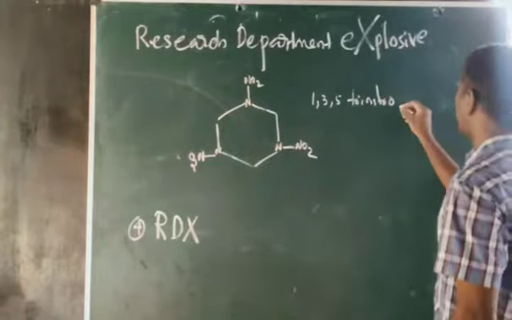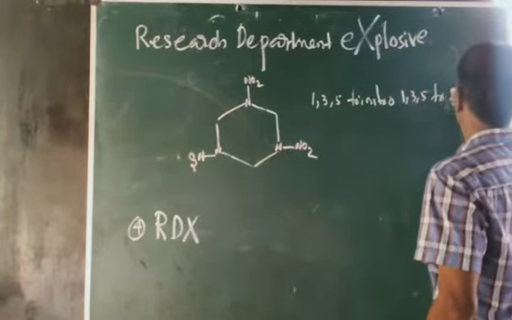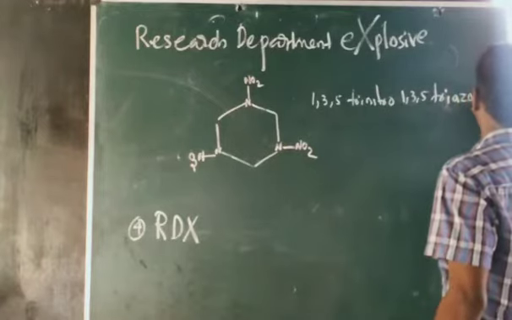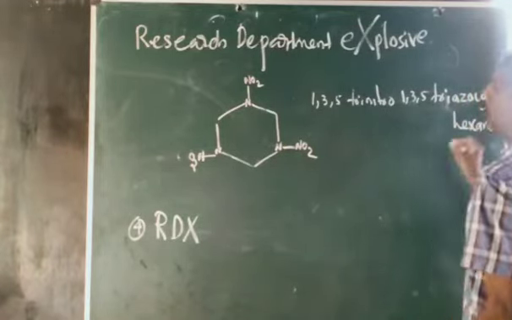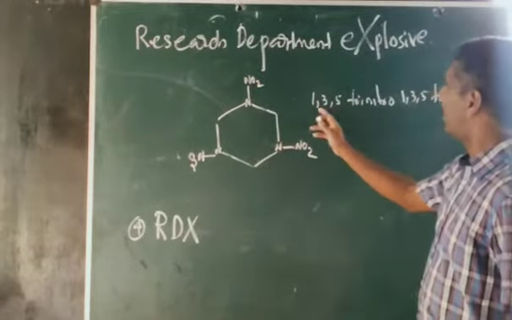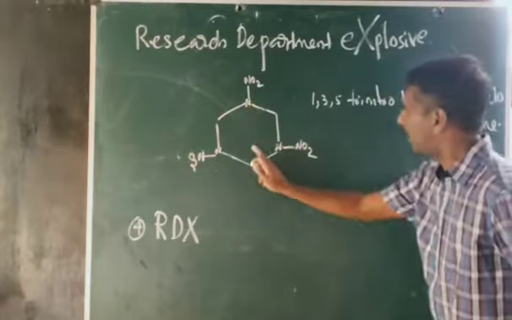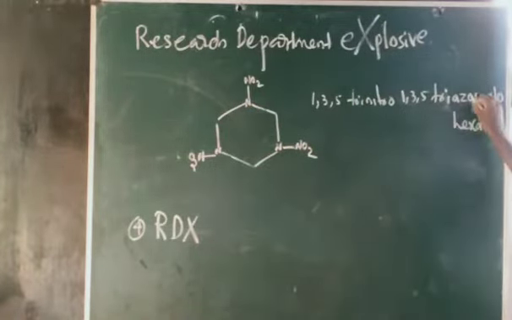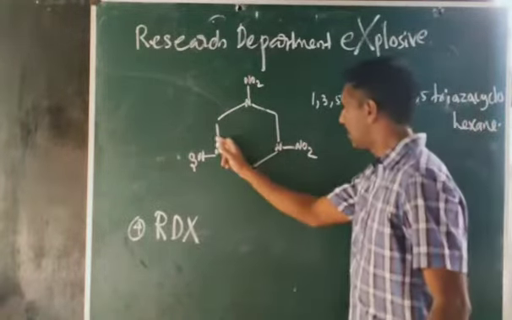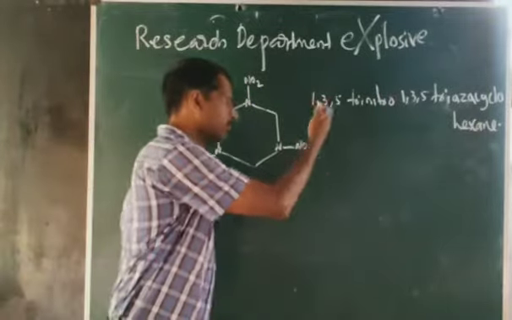1,3,5-trinitro, again 1,3,5-triazacyclohexane, which is known as RDX. There are three nitrogen atoms, which is known as 1,3,5-triazacyclohexane. This is cyclohexane, triazacyclohexane, which is known as RDX.